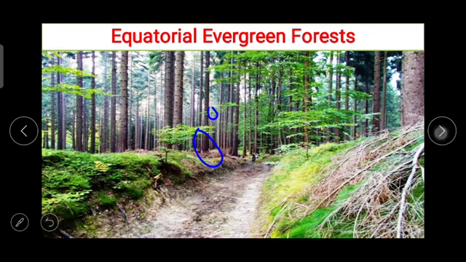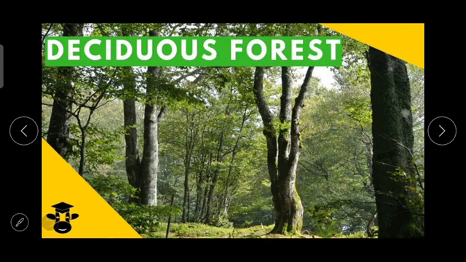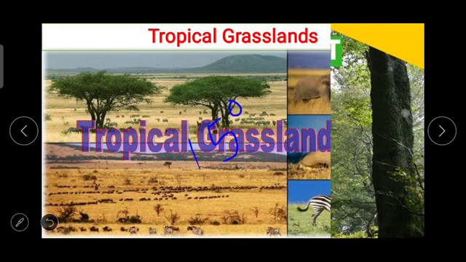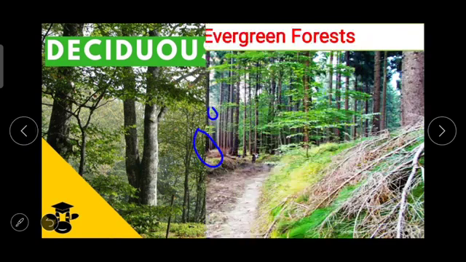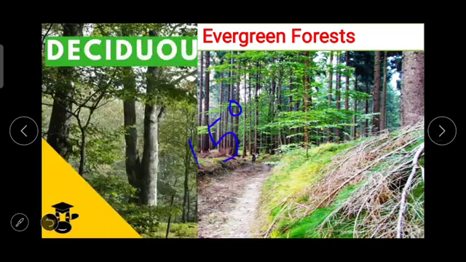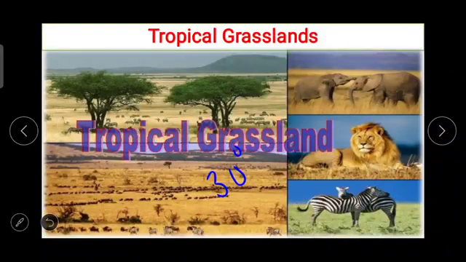Then the second type, deciduous forest, or the type of forests that shed leaves seasonally, at 15 degree. Then the tropical grassland at 30 degree. Now we are moving from the equator as per the temperature zones, and by that you can understand the vegetation also. For example, here in the deciduous forest or here in the equatorial evergreen forest, by the image you can understand the natural vegetation, like here in the tropical grassland.